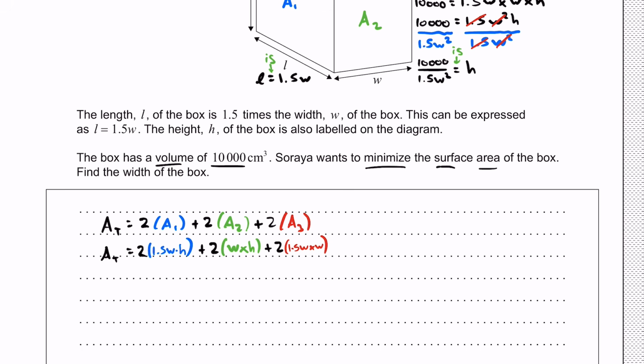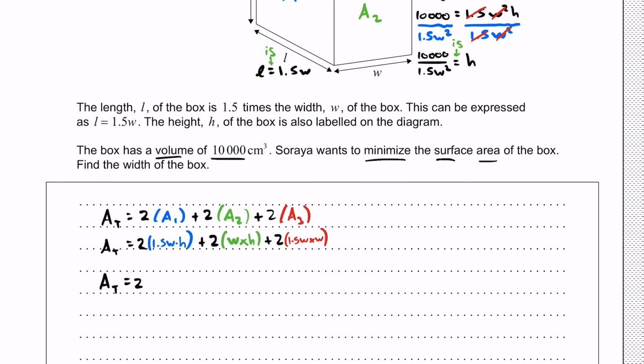All right, let's go ahead and reduce this thing. Right now it's in terms of w and h. We know what h is. It's this business right here. Wherever we see an h, let's substitute it out for this, and then we can get an expression all in terms of w, and that's what we want to minimize. So let's go ahead and do that.